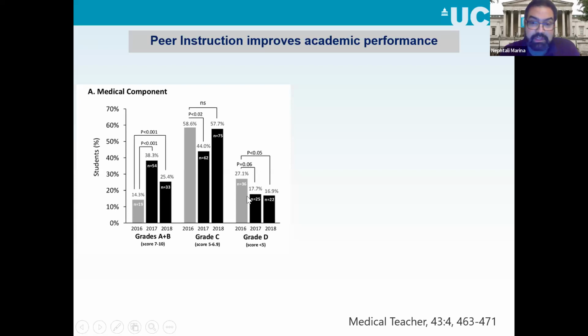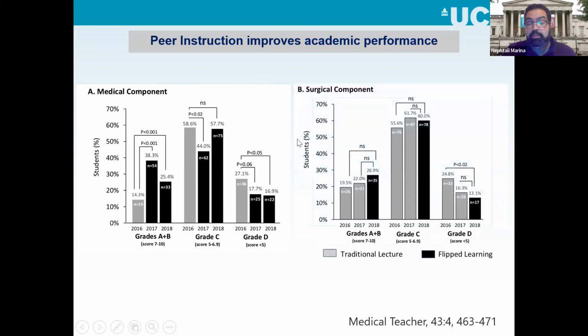And conversely, this is really interesting, the number of students achieving low scores actually decreased with peer instruction. So it was definitely something unexpected, but a very, very welcome result. The surgical component, which was left intact, actually, as you can see, nothing happened between 2016 and 2017 because it was exactly delivered using the traditional lecture system. So obviously there was absolutely no change. So this was the really big surprise that they were really pleased to see.